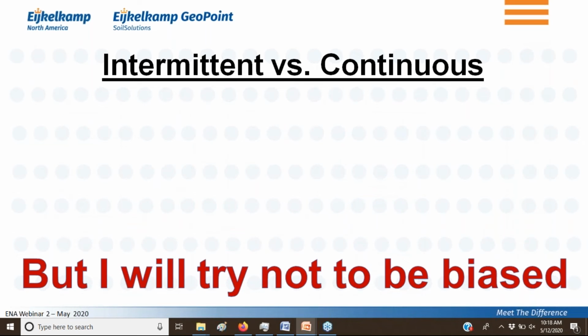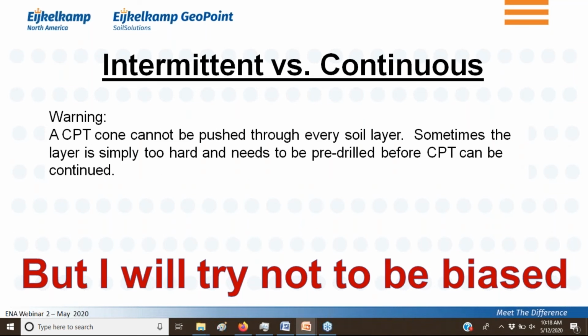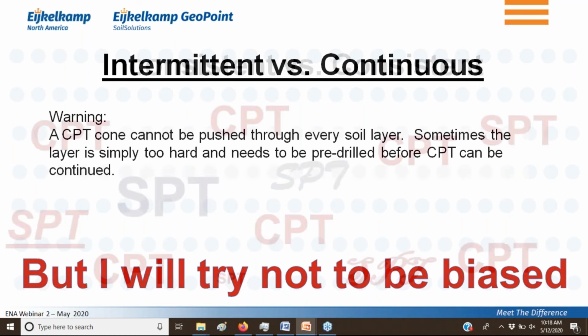But I told you I will try at least not to be biased, because a CPT cone cannot be pushed through every layer. Sometimes the layer is simply too hard. You cannot push a cone through concrete. Many people try it and continue to try it, and they fail every single time. You cannot push a cone through certain rocks. You need to pre-drill it. And in those cases, obviously, you don't have a continuous profile. But as long as you can push the cone through something, and most of the time when you can push a split spoon down, you can push the cone down, as we saw last month, you have a continuous profile. So that's the second angle.